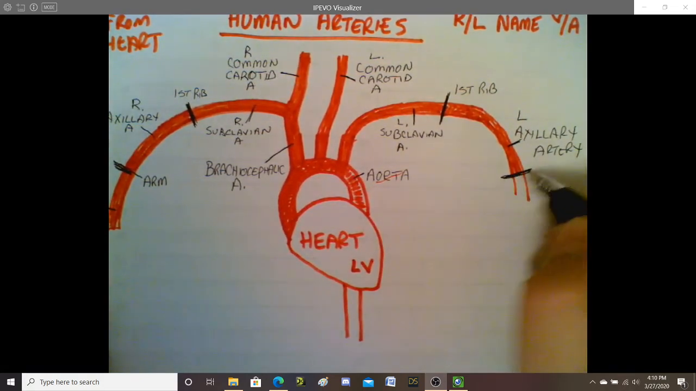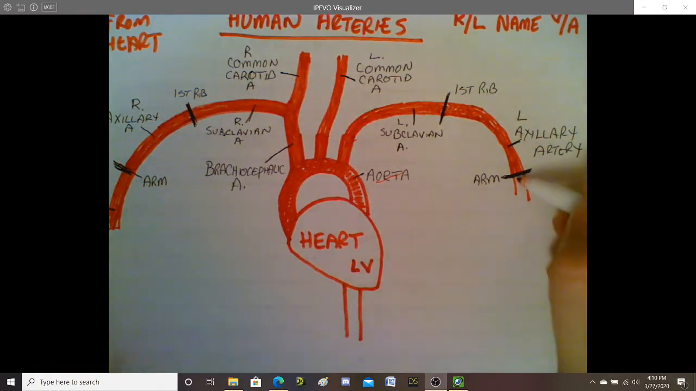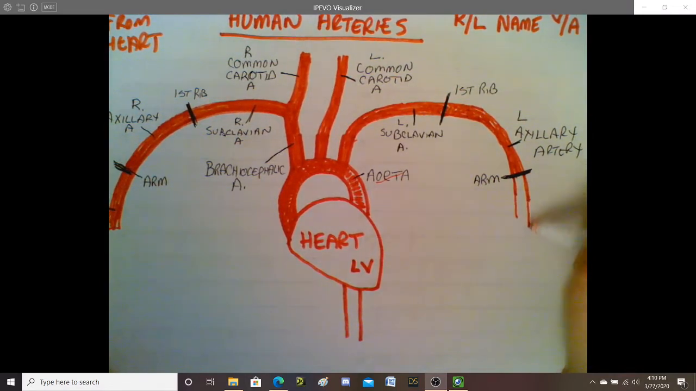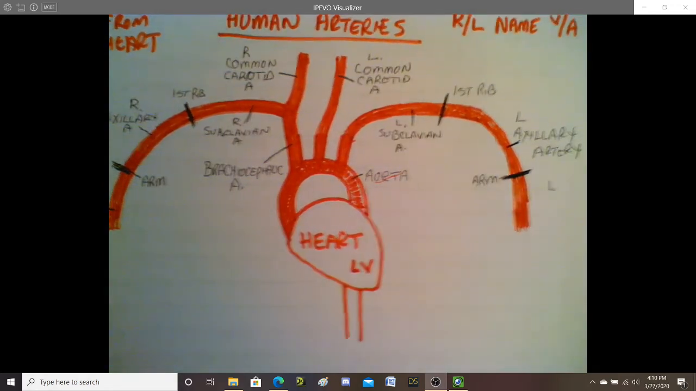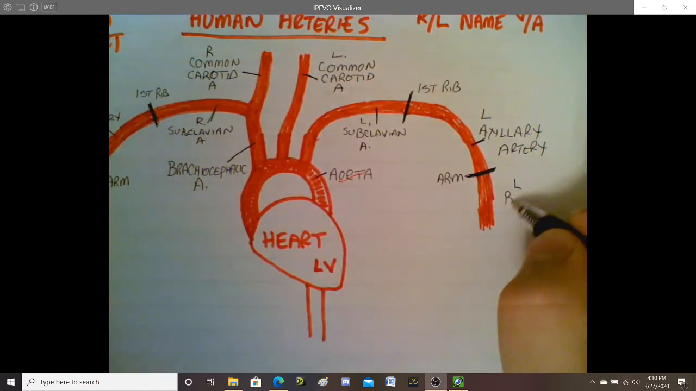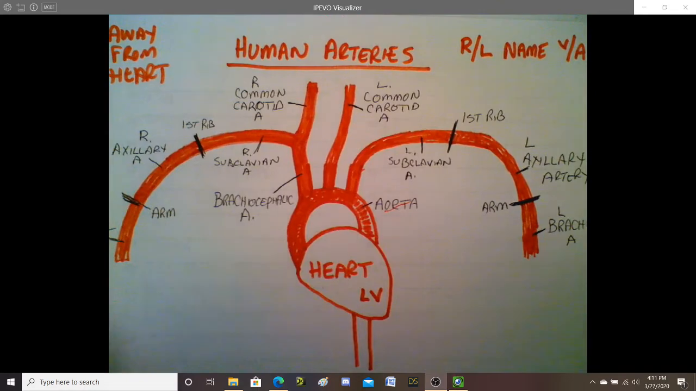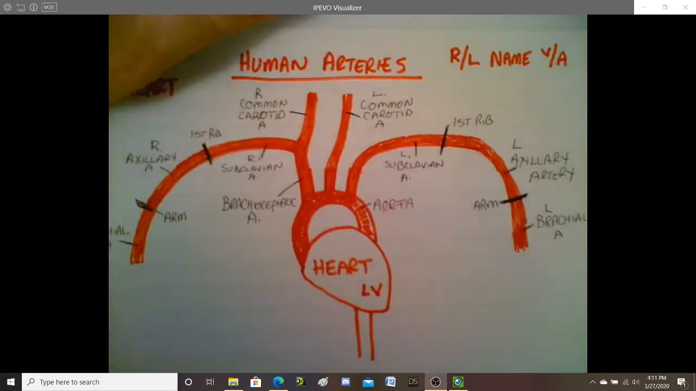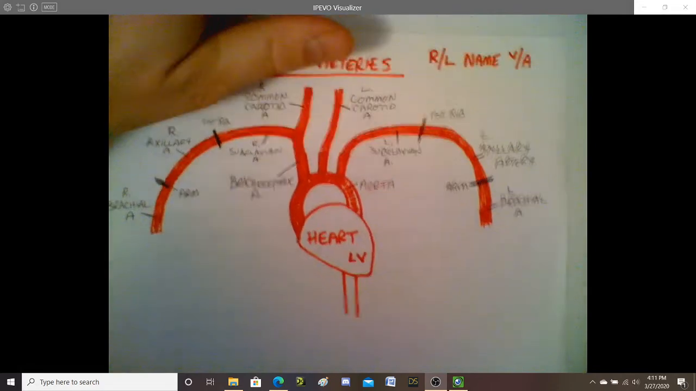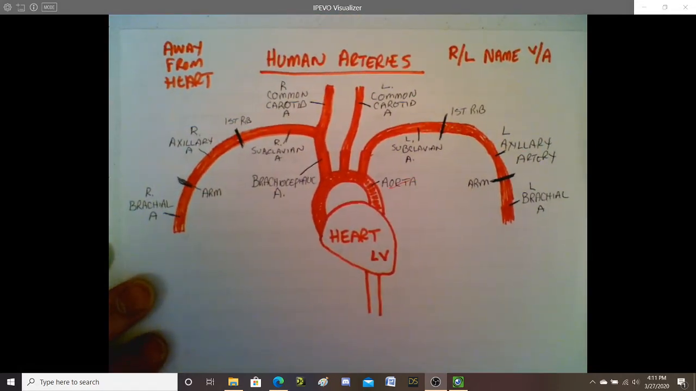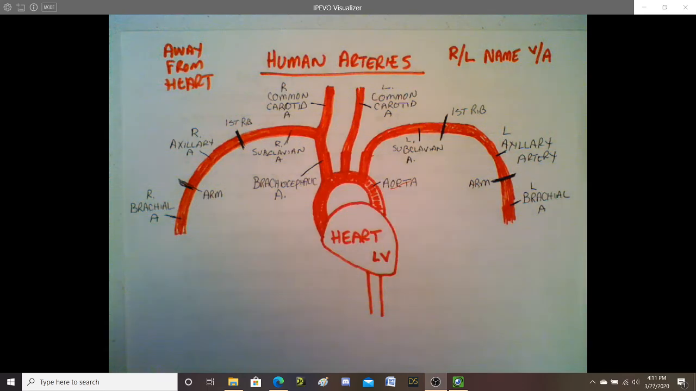Okay, then we're going to get into the arm. And it becomes the brachial. So I'll do that really quick. And we'll label this the left brachial artery. Okay. So this is the first half of our artery list. Okay, I'll put it up here, let you look at it.